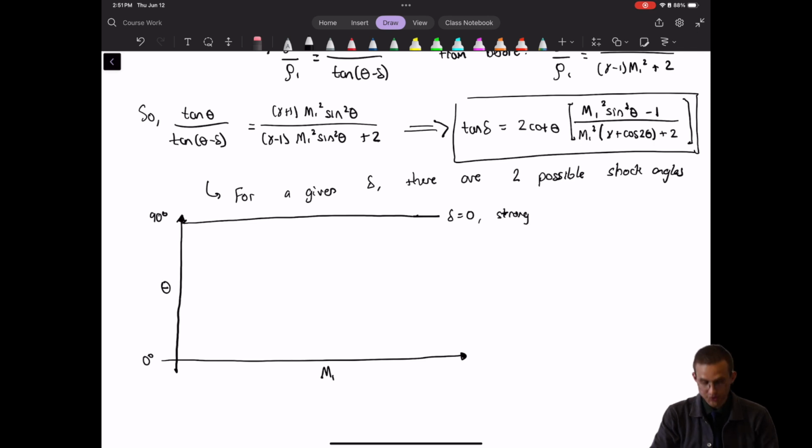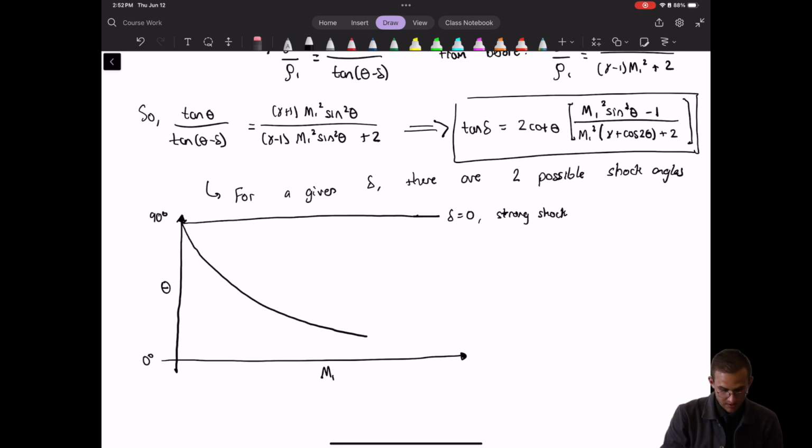And I'll explain what I mean by strong and weak shocks in just a second, but just bear with me. And then if you have 0 deflection, but you're at the minimum shock angle, so you're at mu, then your delta as a function of m1 looks like this. It's like this concave down line. And that is also 0 deflection angle, but this is the weak shock limit.